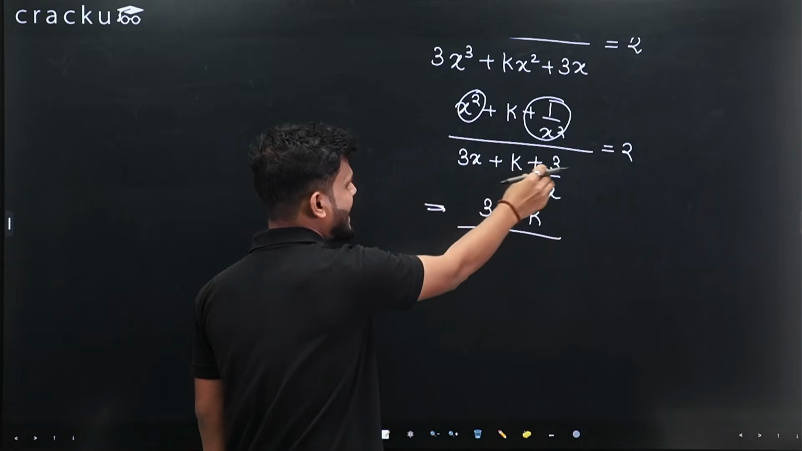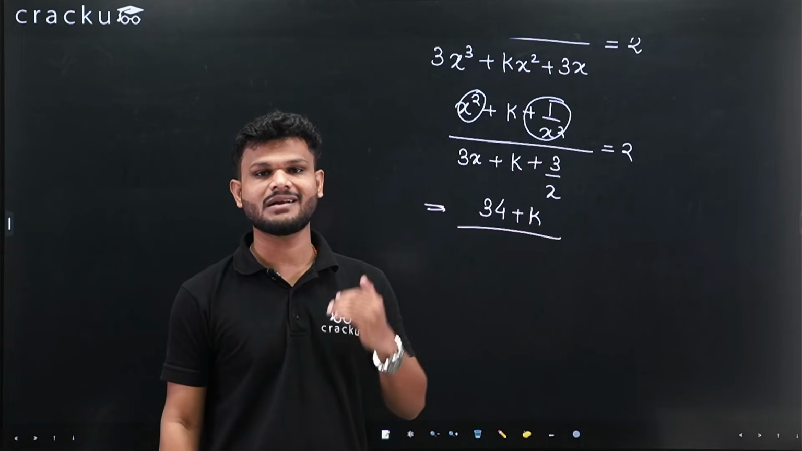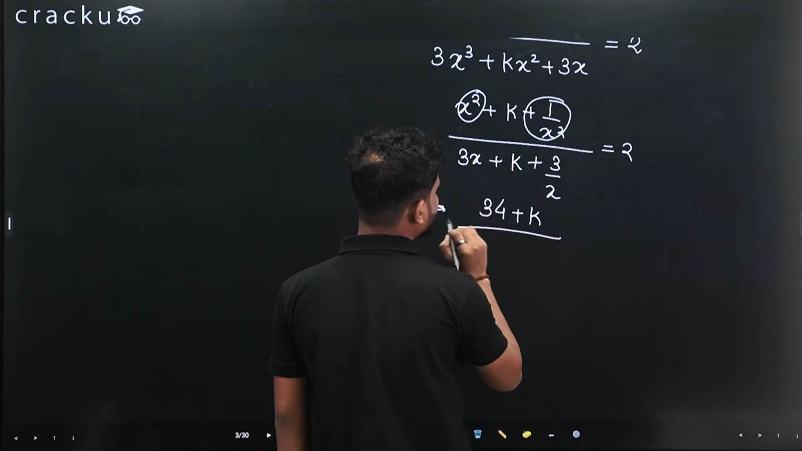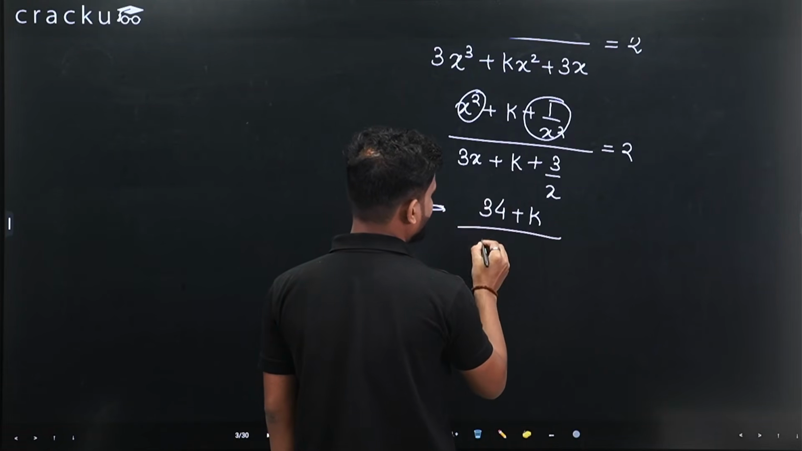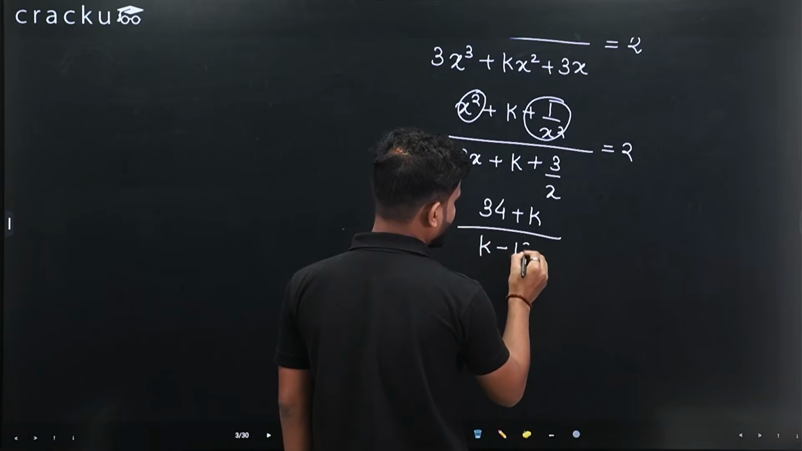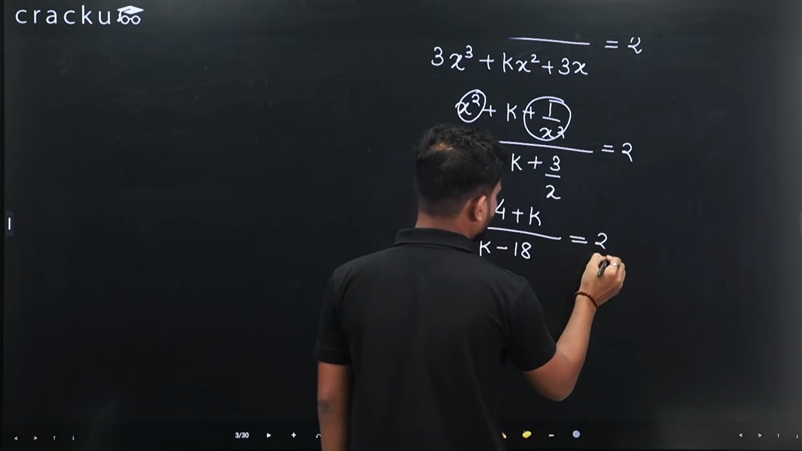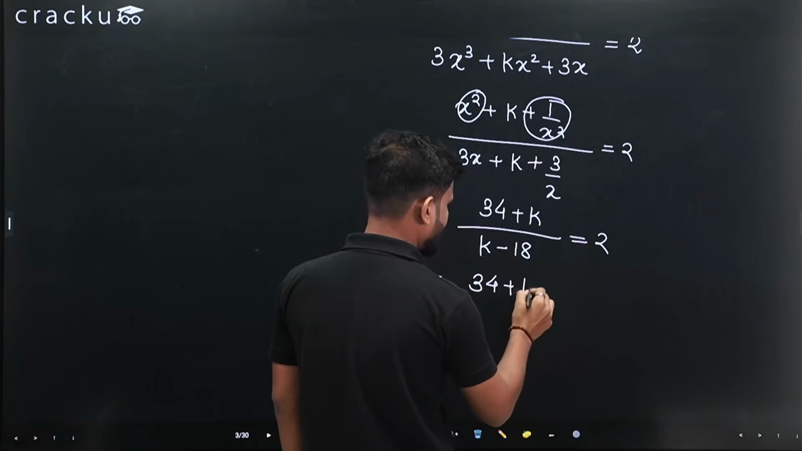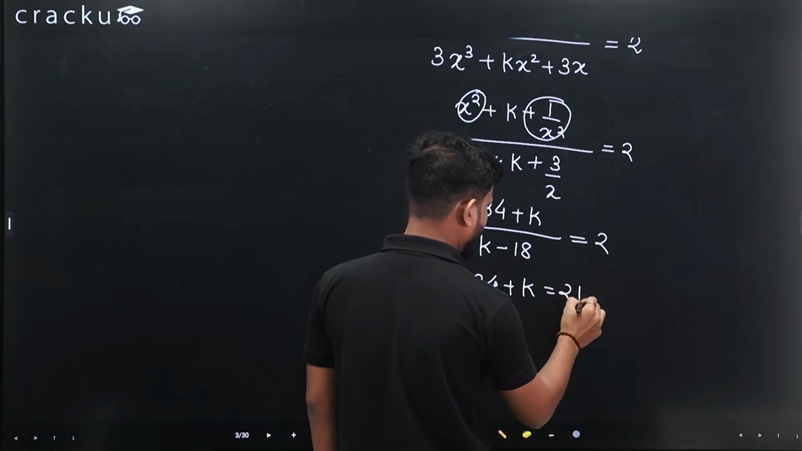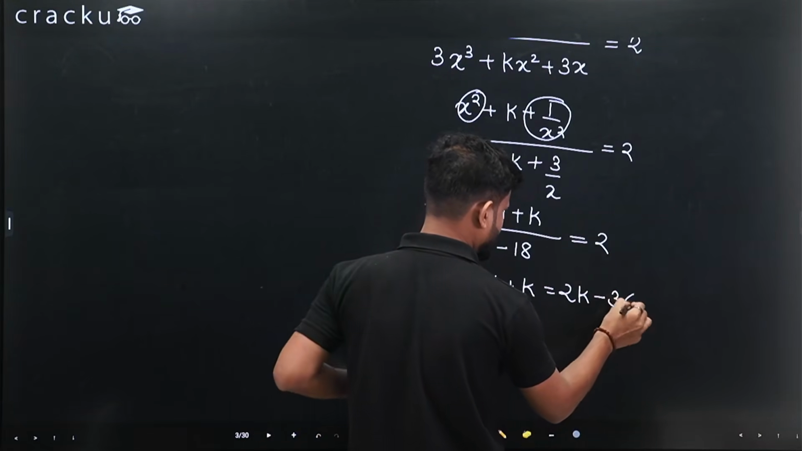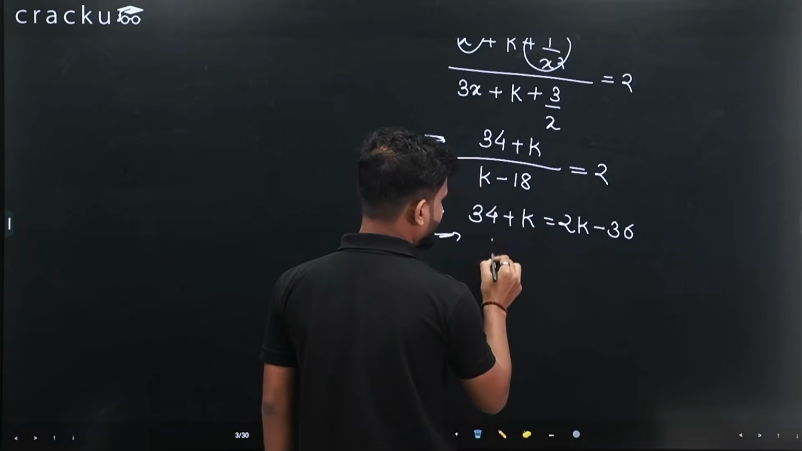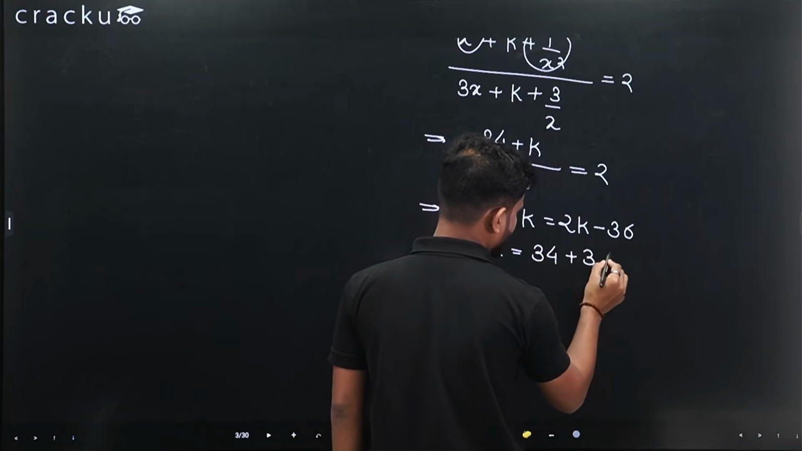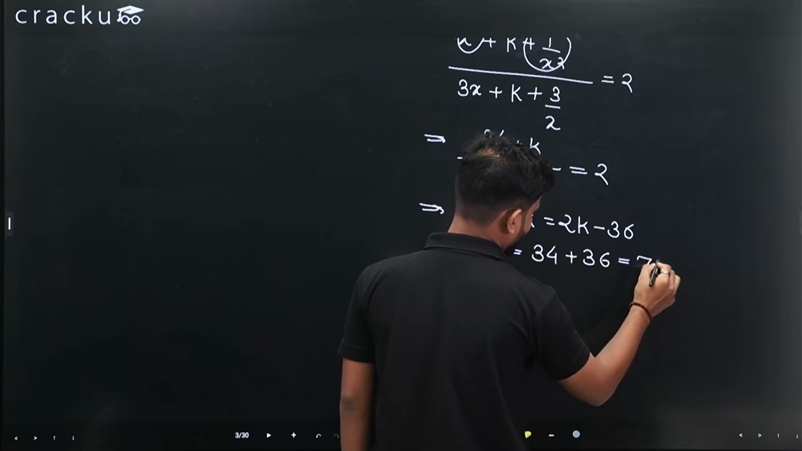Now this is 3x plus 3 upon x, which is nothing but 3 into x plus 1 by x, which is minus 6. Minus 6 into 3 will be minus 18. So k minus 18 is equal to 2. From here you get 34 plus k is equal to 2k minus 36, or k is equal to 34 plus 36, which is nothing but 70.